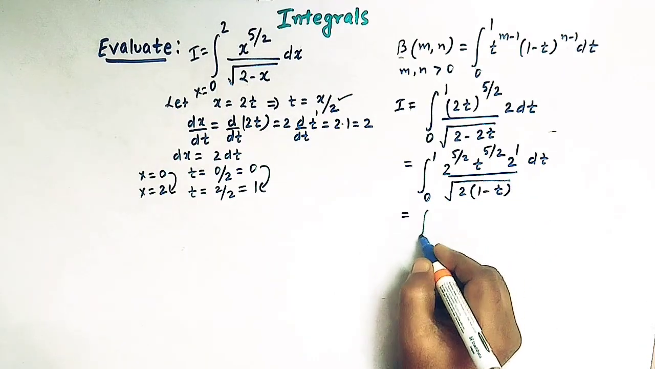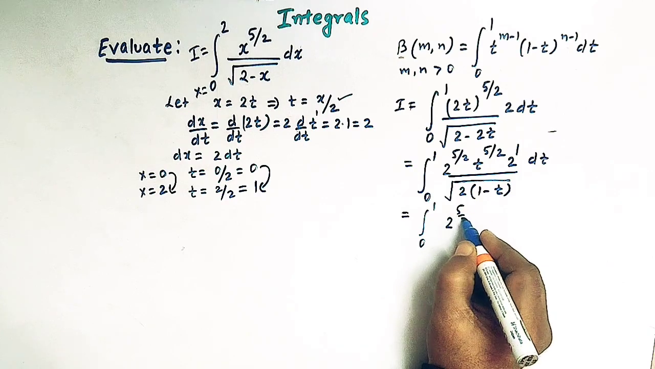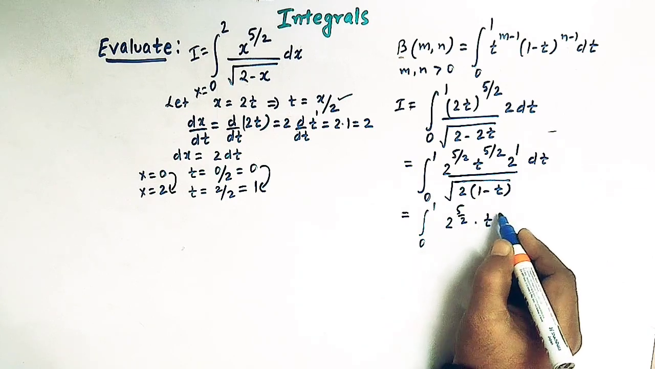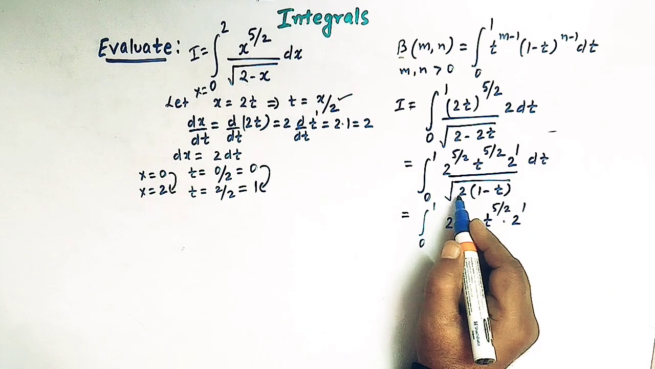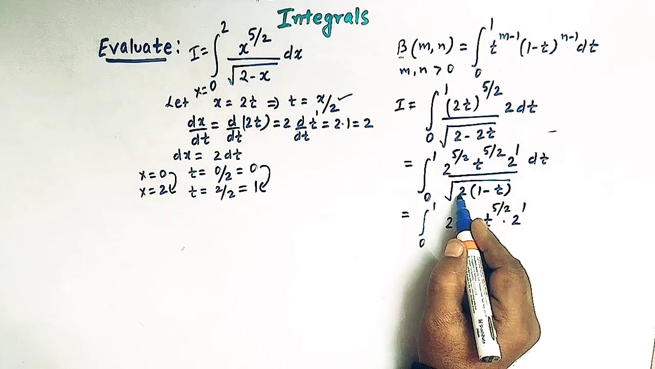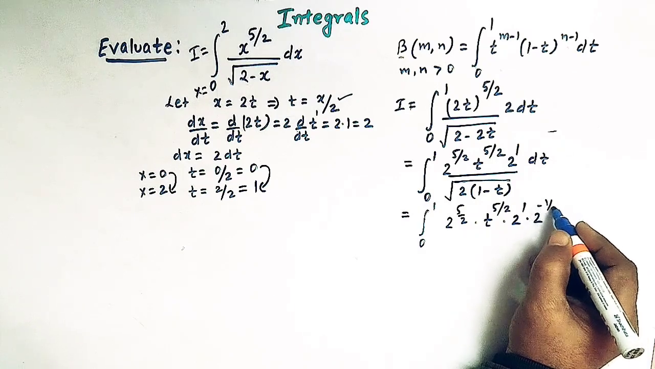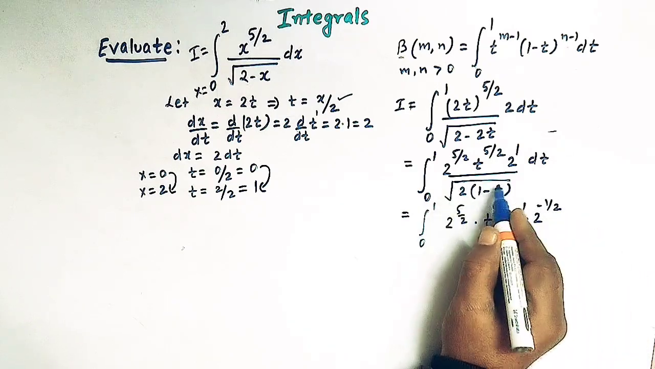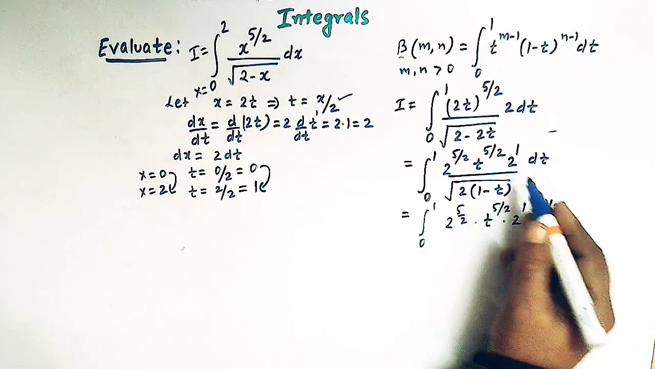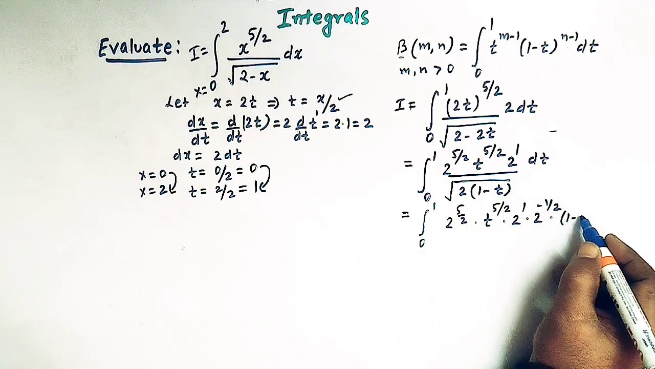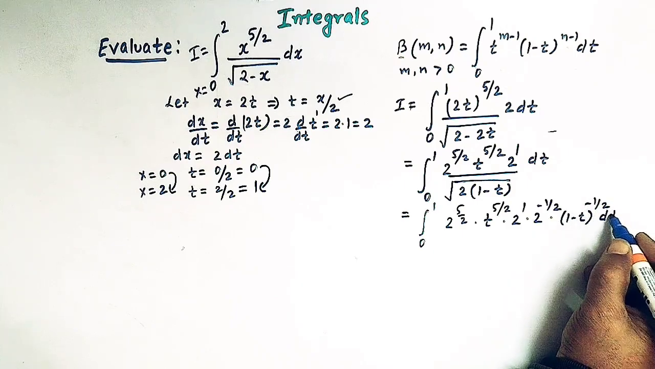So now we can write 0 to 1, we have 2 raised to 5 over 2 and t raised to 5 over 2, and here we have 2 raised to 1, and taking square root of 2 to the numerator, we can write 2 raised to minus half, and here square root of 1 minus t can also be taken to the numerator. So we can now write 1 minus t raised to minus half, and here we have dt.